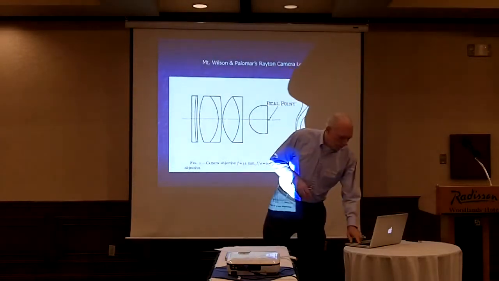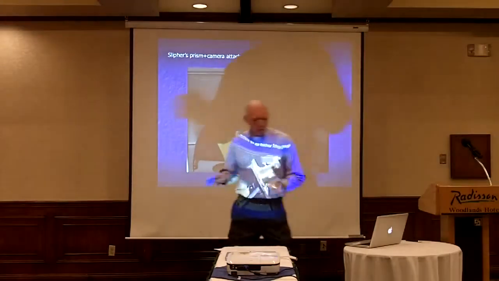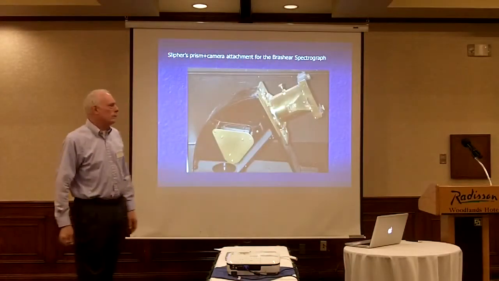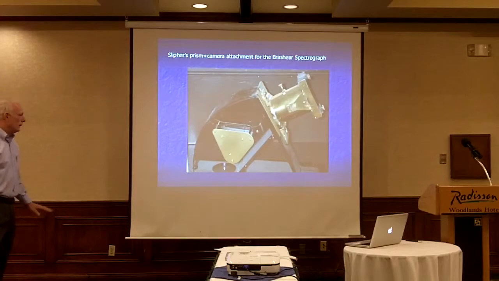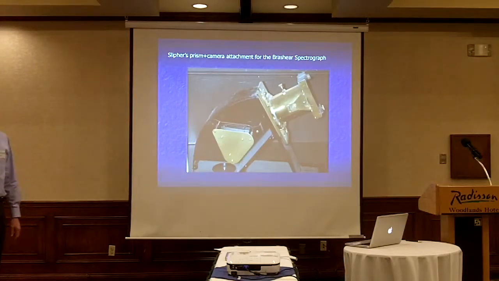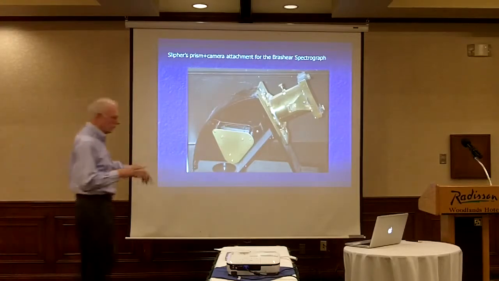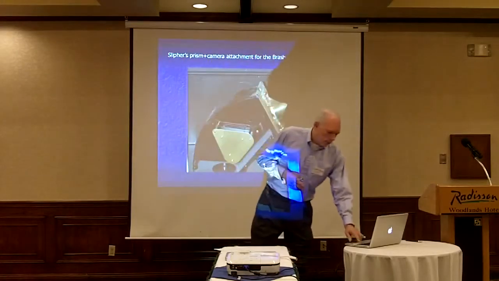And then I just sort of, after this presentation, it's essentially over, I'll just show you some pictures. This is the modified version of the prism and camera lens section that Vesto Slipher used. It's in the museum at Lowell Observatory. The plate goes here, the camera lens here, and as I said, it's f1.5. This bolts onto the Brashear spectrograph, so the collimating lens is not here, it's on the Brashear spectrograph.